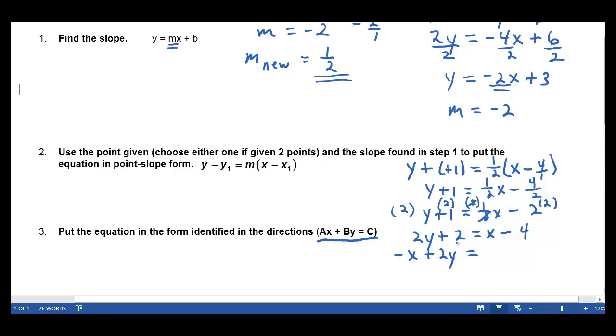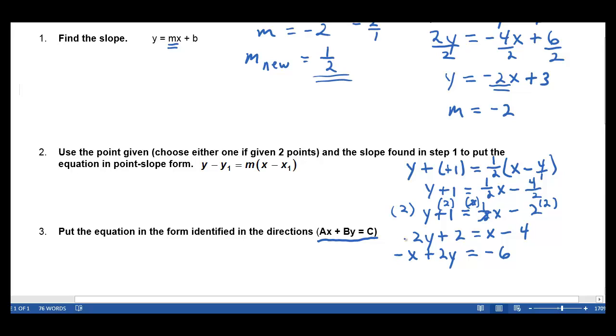Now we need to move the 2 from the left-hand side to the right-hand side by taking its opposite. So we already have a negative 4 on the right-hand side. So we're going to bring negative 2 over. So we have a negative 4 and a negative 2, which gives us a negative 6.